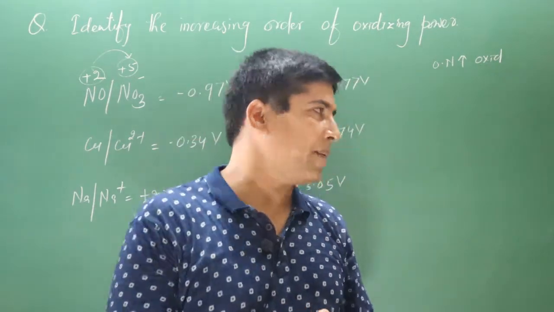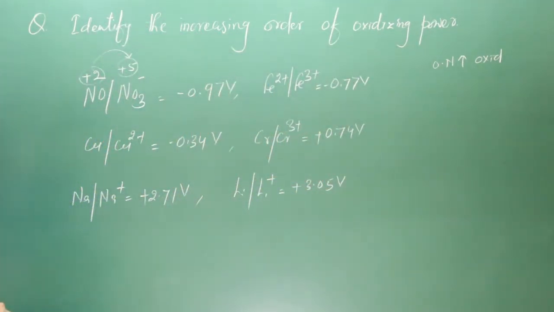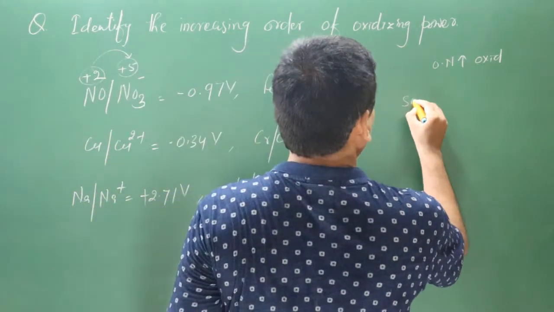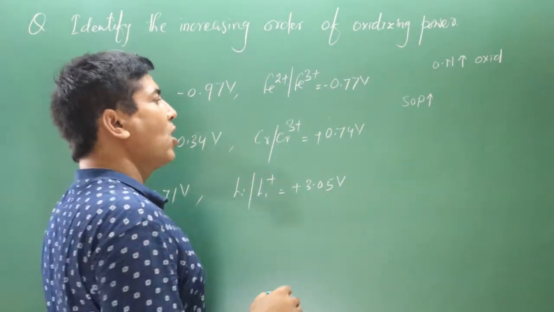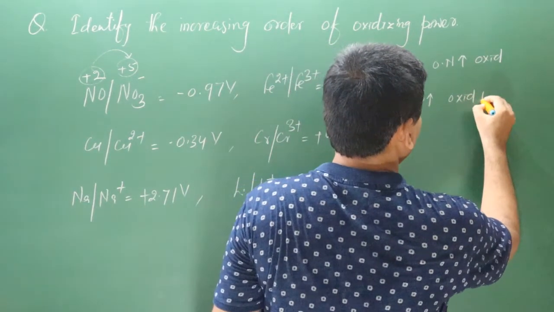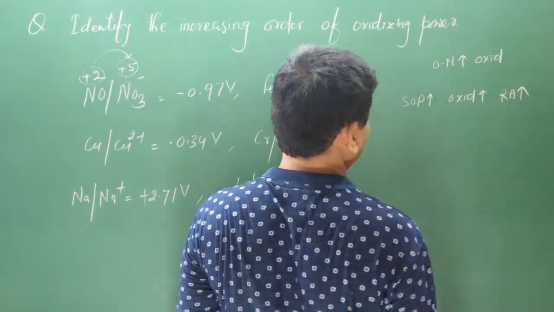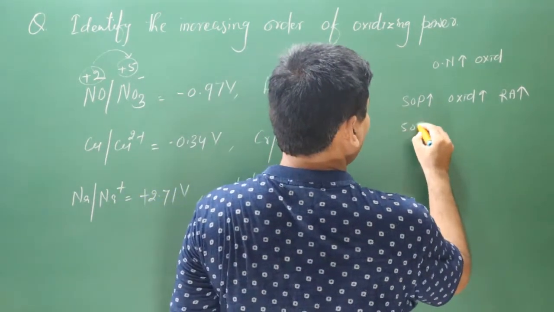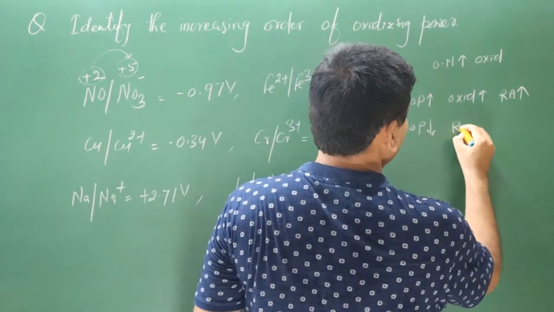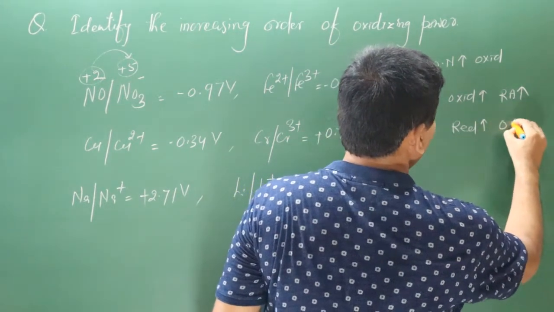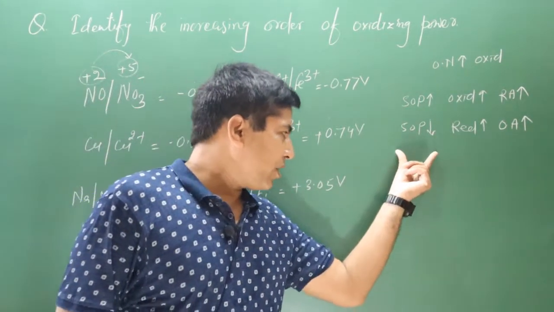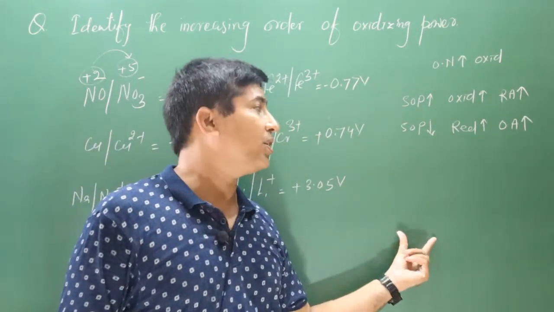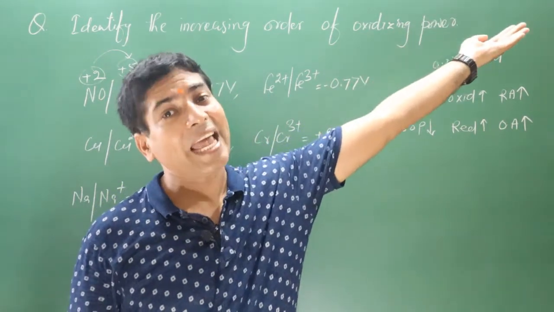Now related to standard oxidation potential, we have learned elements having larger value of SOP, SOP means standard oxidation potential, will have a greater tendency to show oxidation reaction and act as reducing agent, and elements having lower value of SOP will have greater tendency to show reduction reaction and act as oxidizing agent. Very interesting concept. It means as the SOP value decreases, their oxidizing character increases.